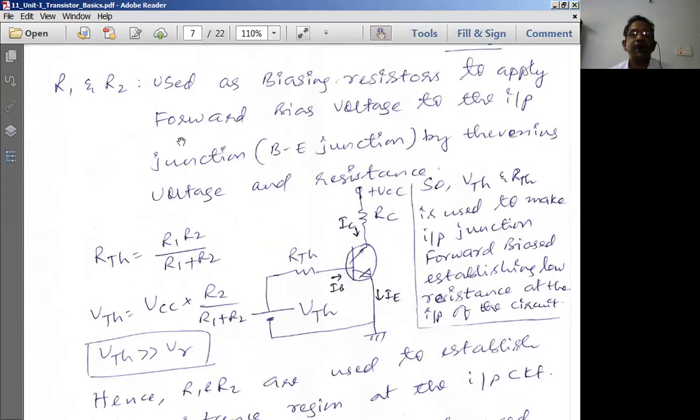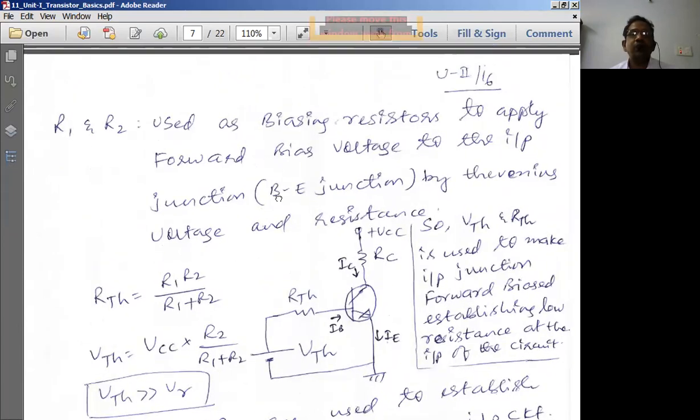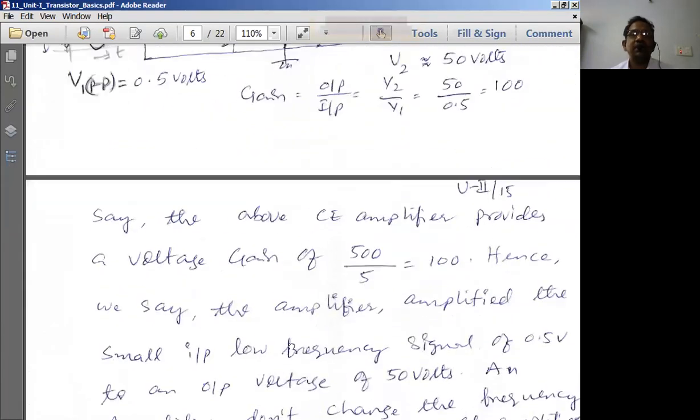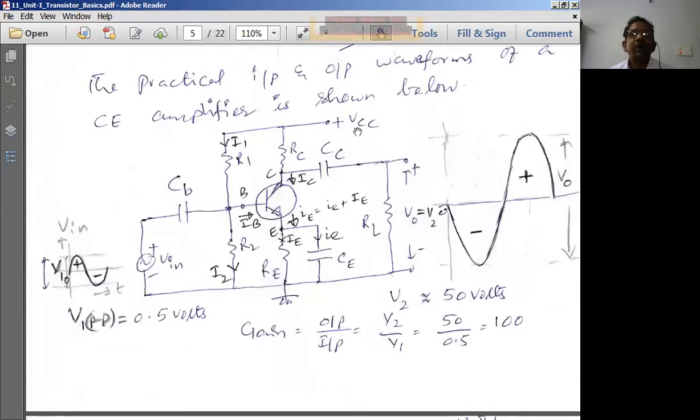Because of VCC. See here, this R1, R2. Now when you think of only the DC level, when there is no AC signal, what is happening? This DC current is not going to flow through the capacitor, because the capacitor blocks DC signals, and this capacitor CC is also going to block the DC signal. Therefore, the capacitors CB and CC act like open circuits.